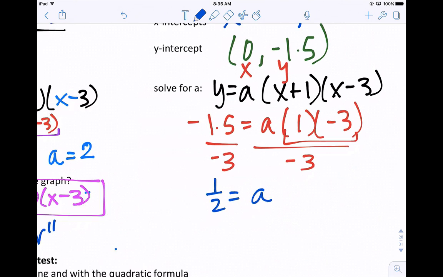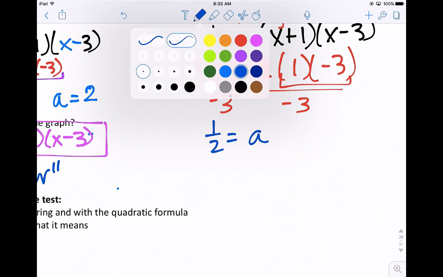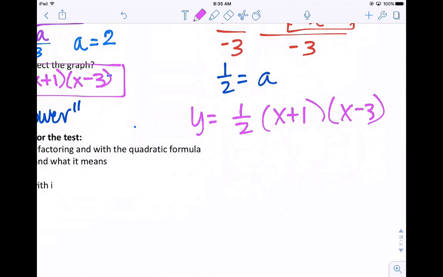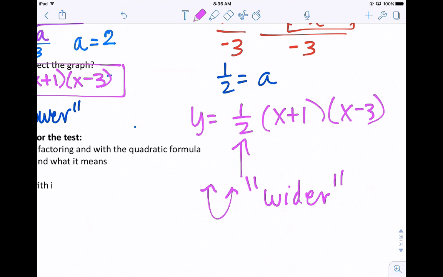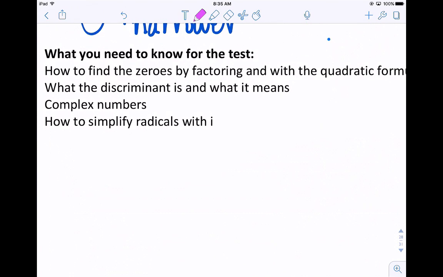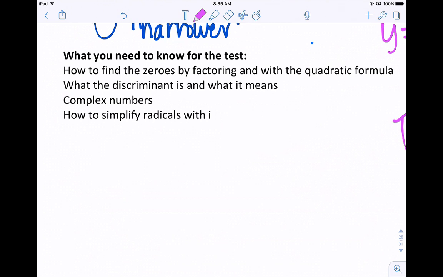Okay, and then we write our final equation here. So y equals half of x plus 1, x minus 3. What does that do? The graph is positive, so again it will be right side up, but this one will be wider than the original function because this 1/2 value is kind of like a slope, and 1/2 would be wider than 1. Okay, things we need to know for this chapter. How do we find the zeros by factoring and with the quadratic formula?